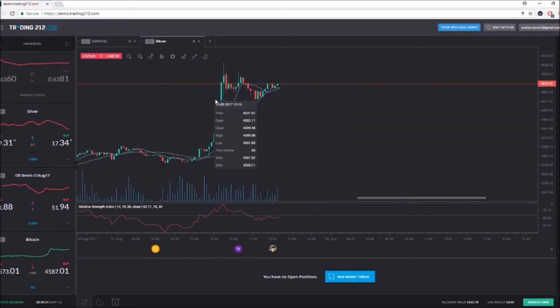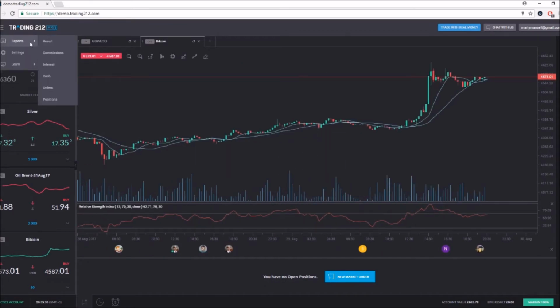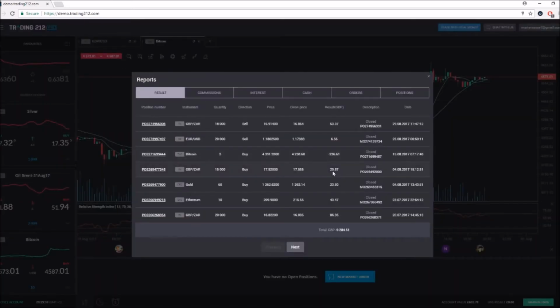But we opened this trade on Bitcoin, made a bit of a loss, but we move on swiftly. Now we have trades after that. We have this euro to the USD, a tiny profit of £6.50. I'm not going to talk about that one much.